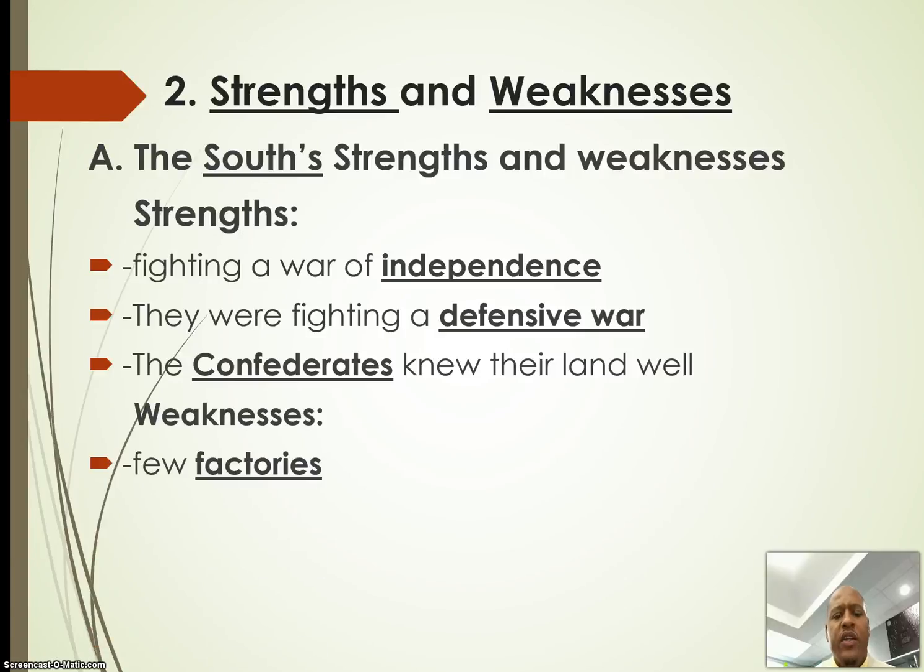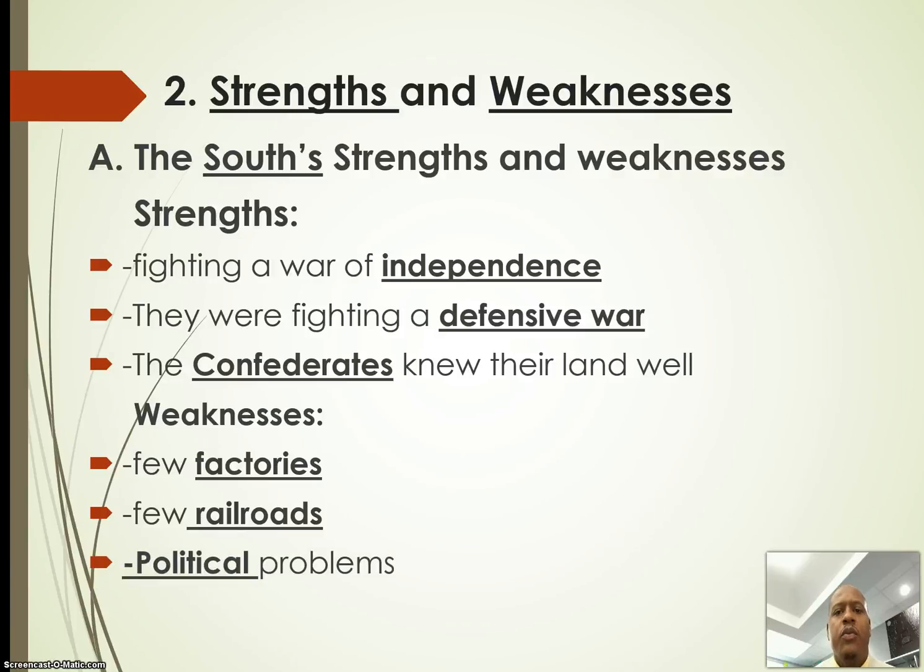Some of the weaknesses, though: there were few factories. Remember, they were more about raw materials, cotton in particular, as we talked about, becoming very important with the invention of the cotton gin and the Industrial Revolution that took place in Europe, and which was taking place in the North as well. They had few railroads, so when you think about transportation, we'll look strategically at how that really helped the Union Army as they fought this war.